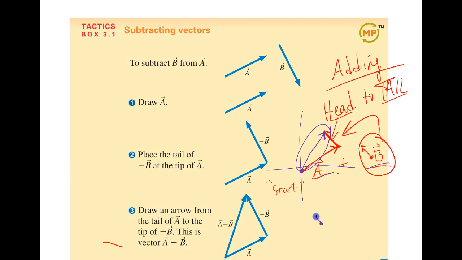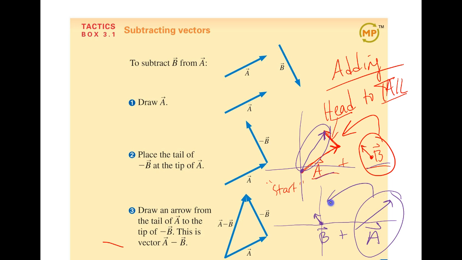If this is vector B, and I'd like to add vector A, which looks like this, then I keep B where it is, and you can kind of think of coordinate axes starting at the start of B. So now I have to pick up the A and place it from the head of B. I continue with whatever A was.